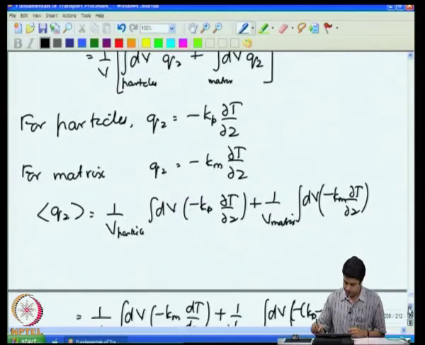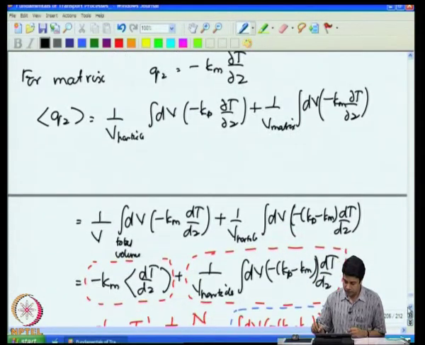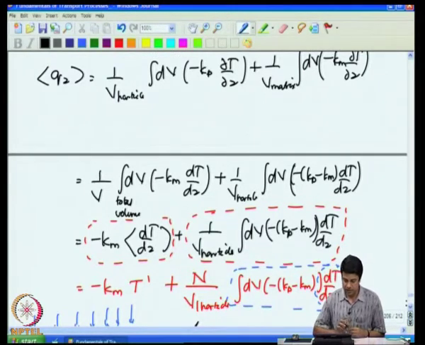And I wrote it in a slightly different form for you, where I expressed it as minus km times dT/dz over the entire volume plus the integral over the particles alone of the difference in conductivity times dT/dz. This difference in conductivity basically accounts for the departure of the heat flux from the uniform value it would have had if there were no particles within this matrix. The matrix contribution is just equal to minus km times the temperature gradient, and then we were left with trying to evaluate the particle contribution.